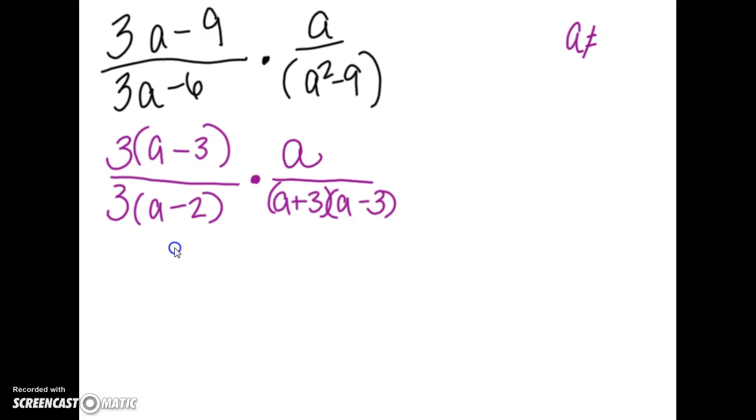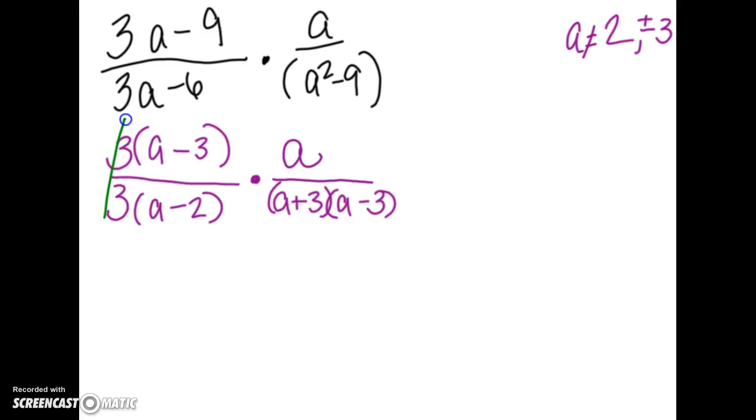What can't a be right here? Good. What can't a be in this one? Good. And what can't it be here? Good. I'm just going to write that as plus or minus 3. You could write them separately or just use your plus minus. Now I'm going to grab a different color and start simplifying stuff out.